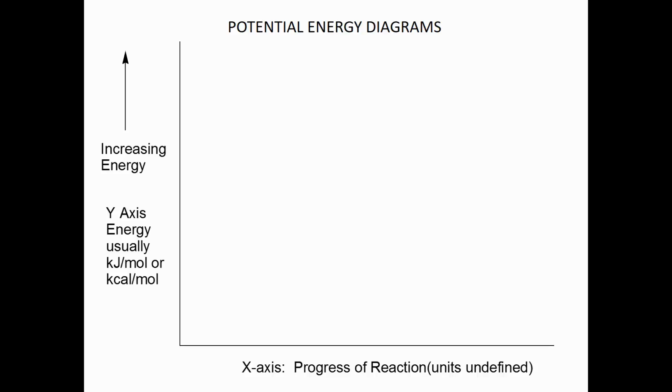Here is the first example of something we call a potential energy diagram. We're going to look at how the energy of the system changes as a reaction progresses. On the y-axis, we have energy, usually in kilojoules or kilocalories per mole. I'm going to use kilojoules because the textbook uses that, but it's not universally adopted. On the x-axis, we're just going to look at the progress of the reaction. These units are ill-defined. Basically, on the far right, the reaction's over, and on the far left, it is just starting.